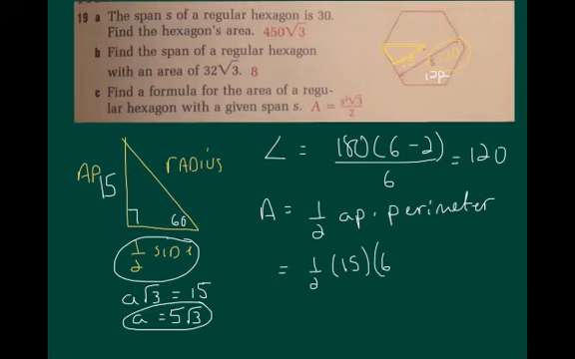So the perimeter will be 6 times 10 root 3. And if I multiply all that out, I should get the total area, which will be 450 root 3.